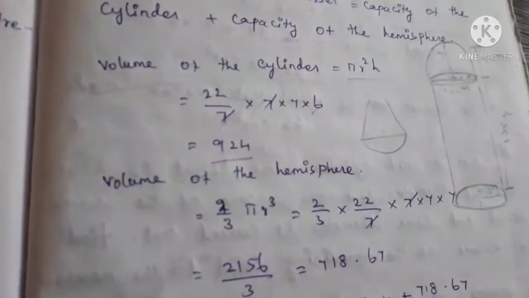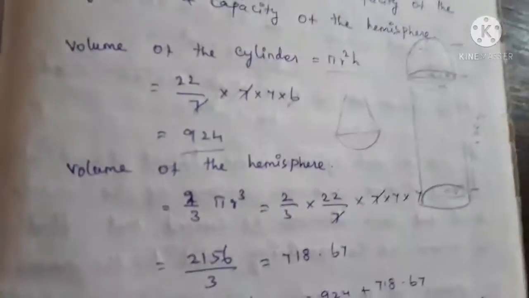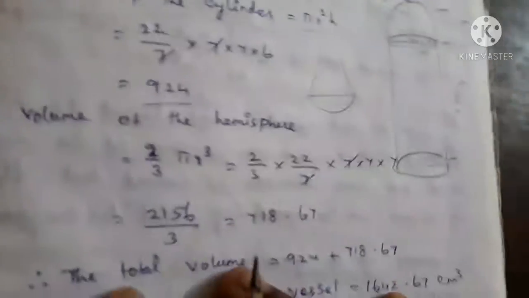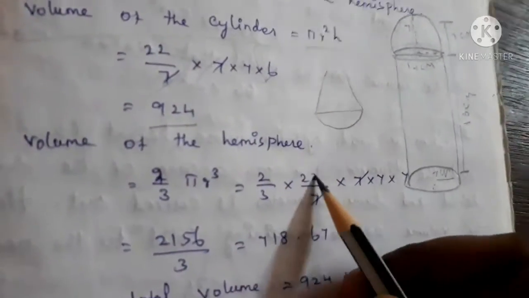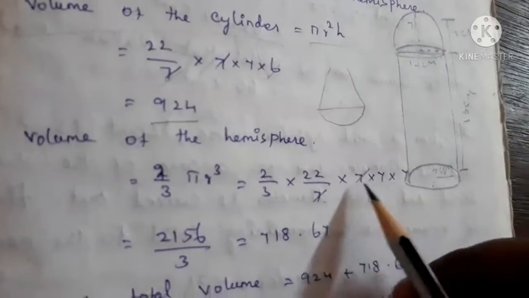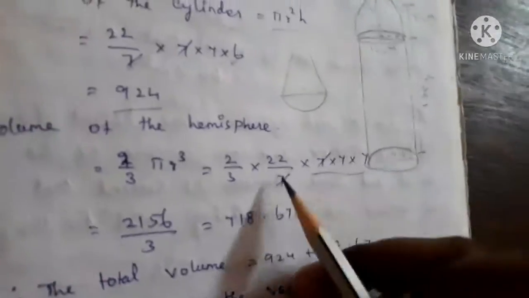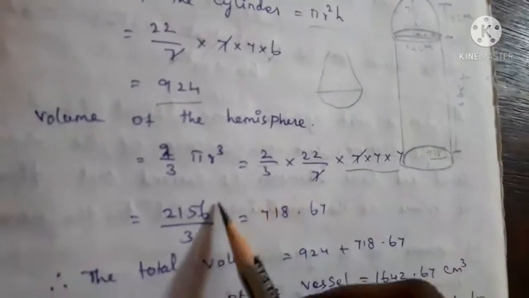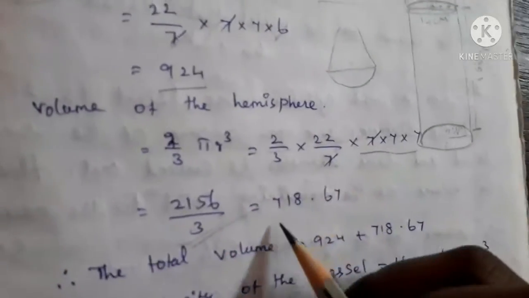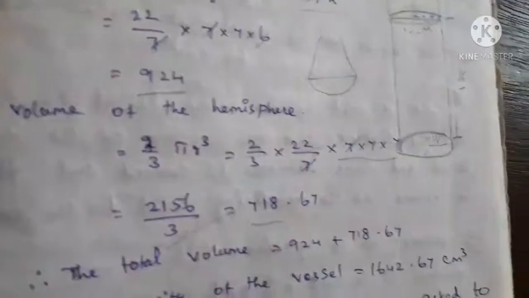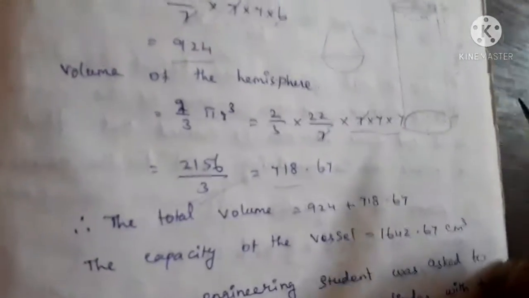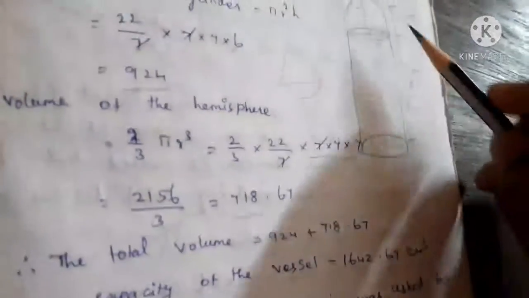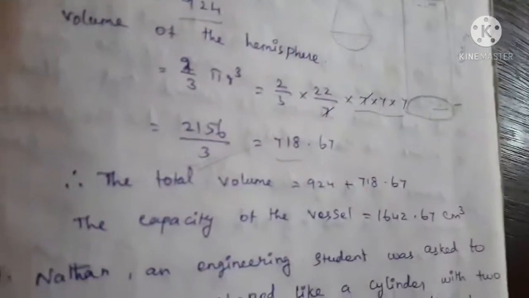Next, the volume of the hemisphere. The volume of the hemisphere formula is 2 by 3 pi r cube. So 2 by 3 pi, that is 22 by 7 into r cube, meaning 3 times you should put r, that is 7, 7, 7. You will get 7 and 7 cancelled, and if you calculate everything you will get 718.67. So what is the total volume of the vessel? How to find it? By adding the volume of the cylinder plus the hemisphere. So you will get what?